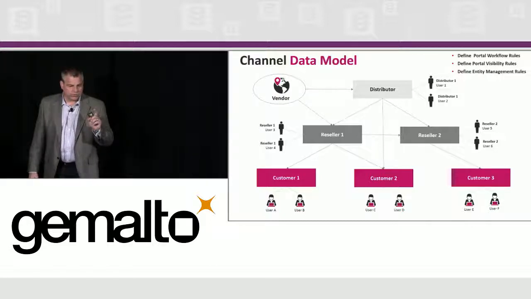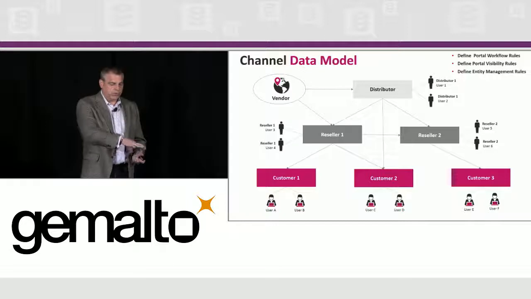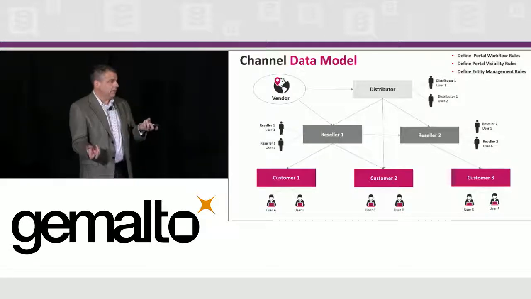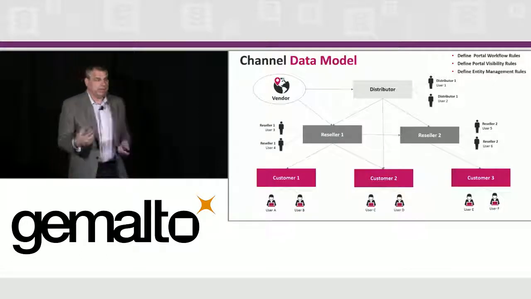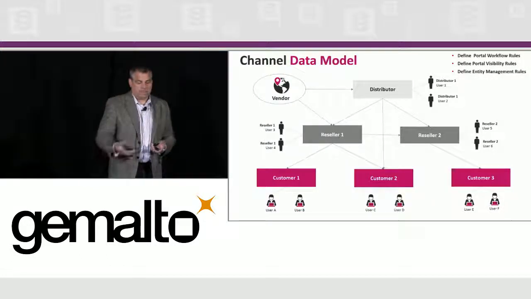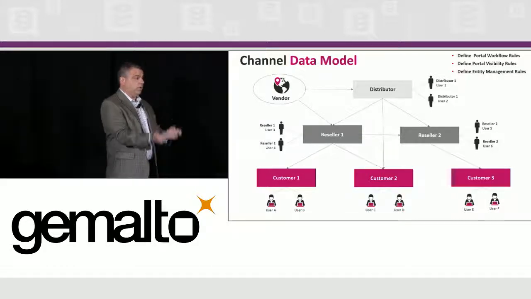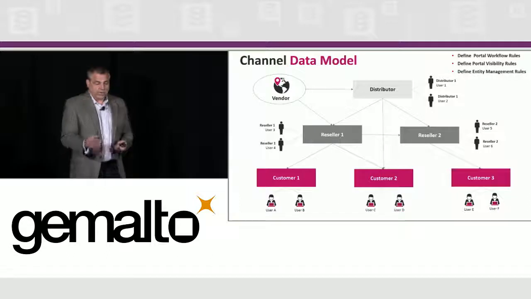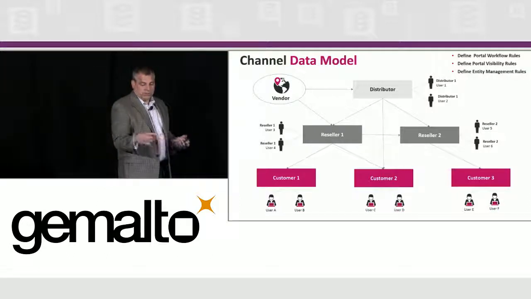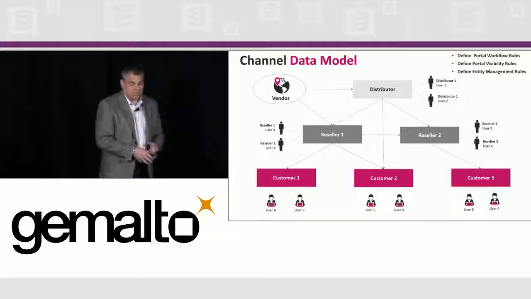Portal workflow rules. What are you allowing the distributor to do? Do you allow them to split an entitlement into little pieces, or just transfer the whole entitlement? One of our customers didn't want a reseller to be able to split it up, but they did want transfer. So what are those rules? Again, are you going to allow a reseller to sell to another reseller, or do they always have to sell to a customer? Yes or no, and so on.